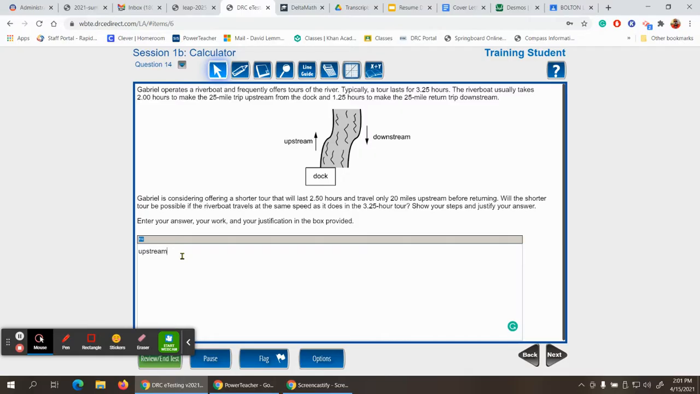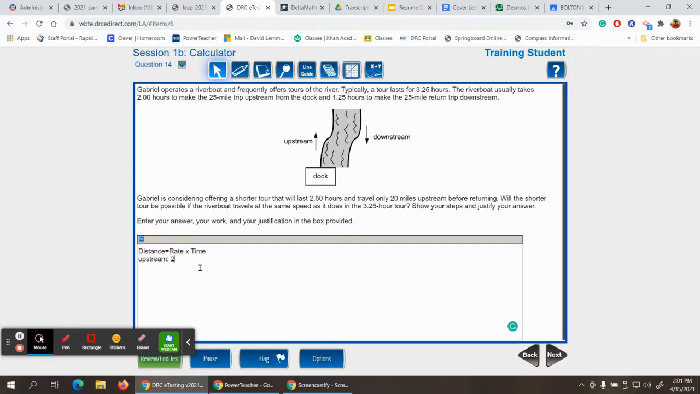Upstream, all right, upstream. Again, the formula that you're using in this is a very basic formula you use all the time. Distance equals rate times time. If you want to just go ahead and type that all the way out, you can. Distance equals rate times time. Okay. So just use that to help you out through this.